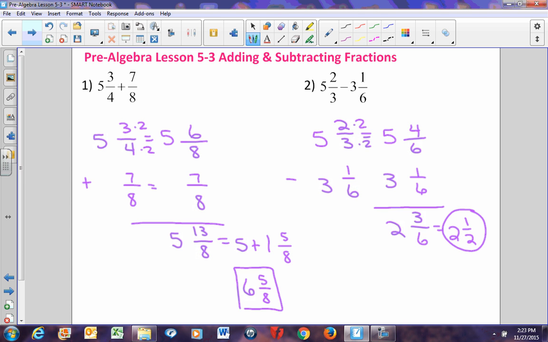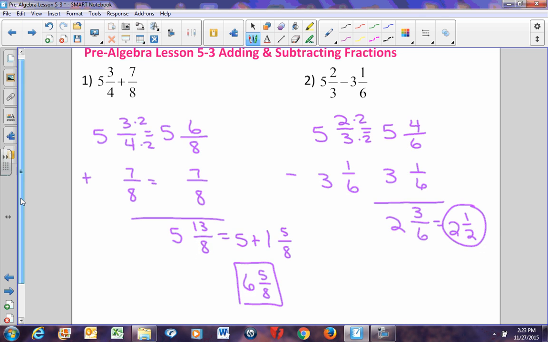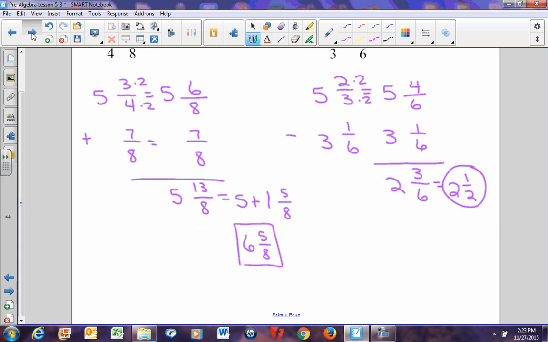Okay. You have to be careful, however, when you start to get into positive and negative numbers.